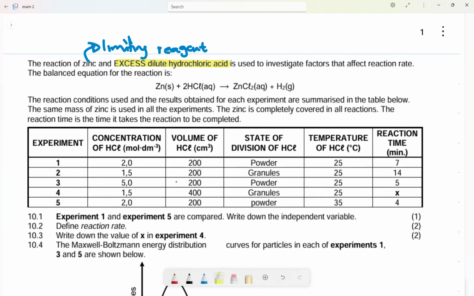Okay, so we have zinc, 2 moles of it, and all of that. The reaction conditions used and the results obtained for each experiment are summarized in the table below. The same mass of zinc is used in all experiments. So now they are eliminating surface area as a factor. So the factors that we are left with are concentration, temperature, as well as a catalyst.